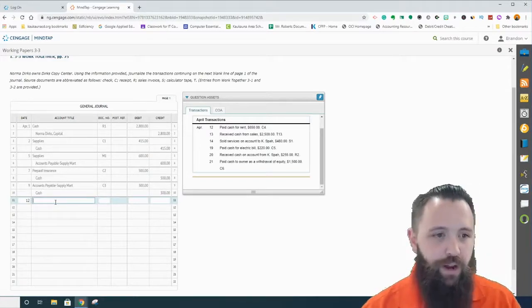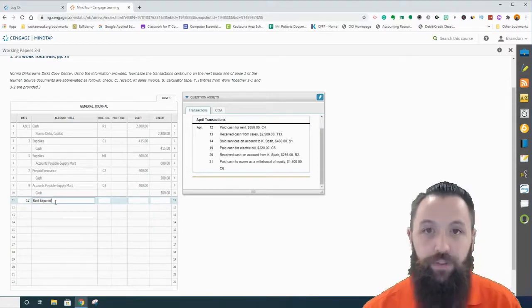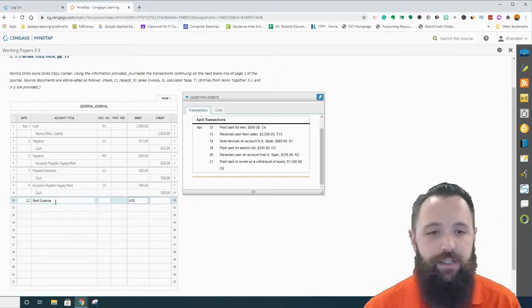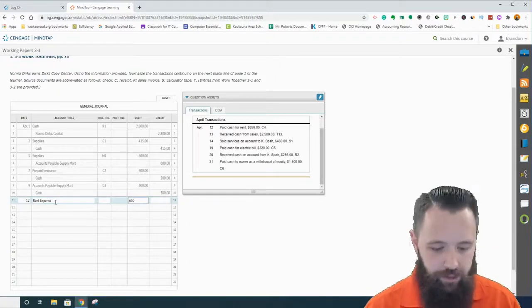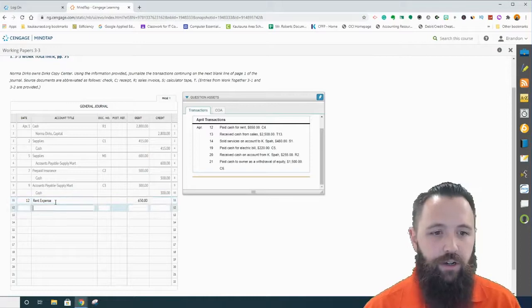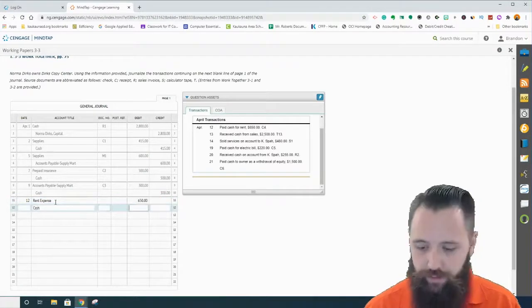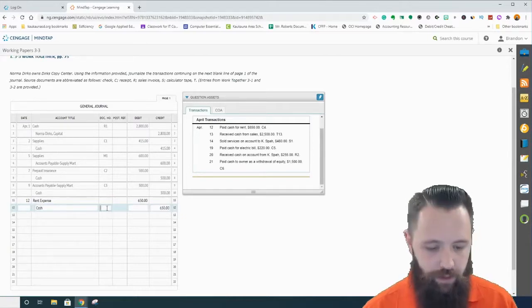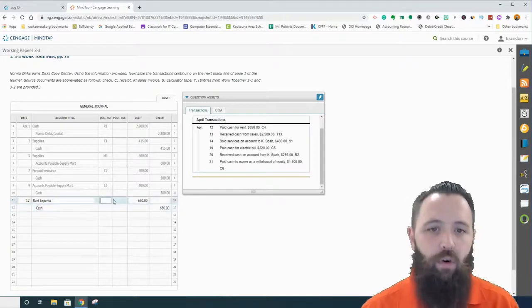So let's type in rent expense, and we are going to debit it. The normal balance on rent, any kind of expense, is going to be debit. And then what's going to happen to cash? Well, it's going to go down. So we need to credit it, 650. Let's put in our document number. That's going to be C4.